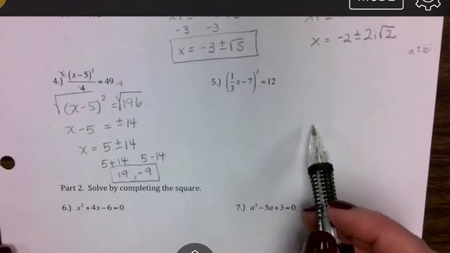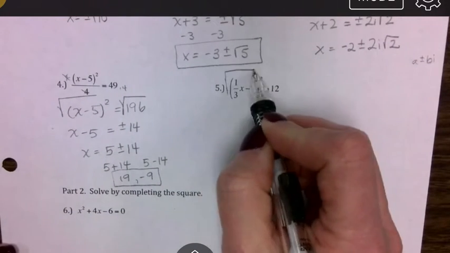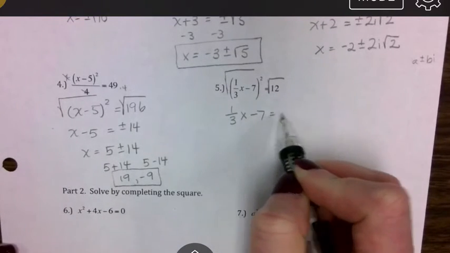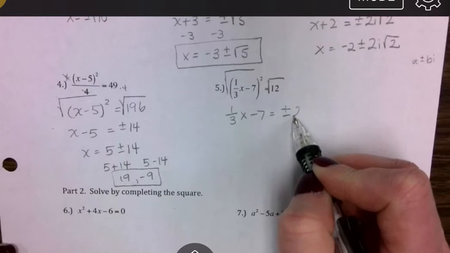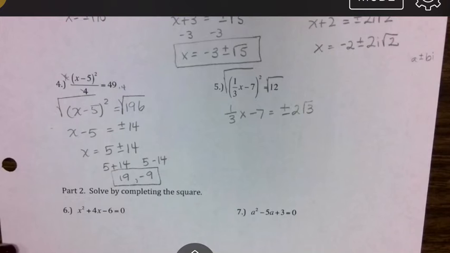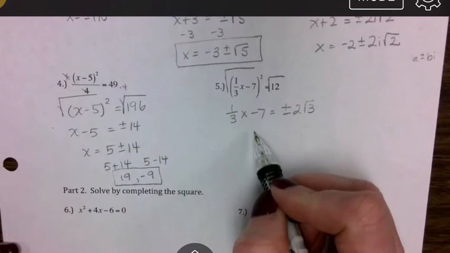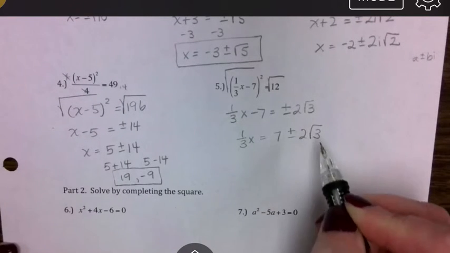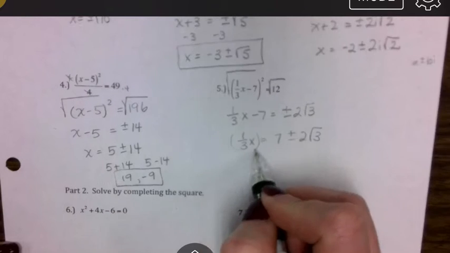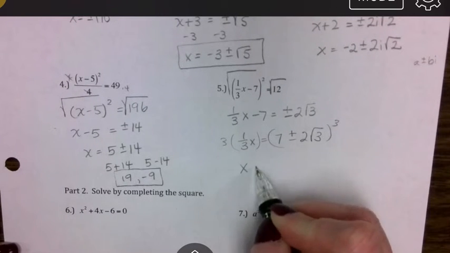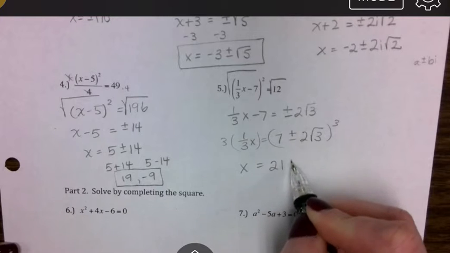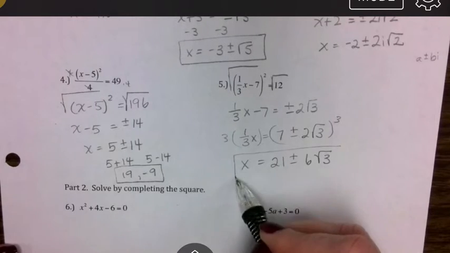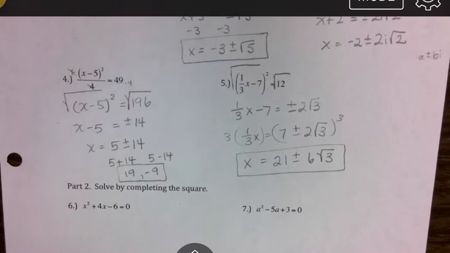Last example on part 1, if you go through and square root both sides, you would have 1/3 x minus 7 is equal to plus or minus 2 square roots of 3. Solving for x, I'd end up with 1/3 x is equal to 7 plus or minus 2 square roots of 3. And then to finish out, I'd have to take both sides times 3. So this would be 21 plus or minus 6 square roots of 3. Okay. Now, that is part 1.